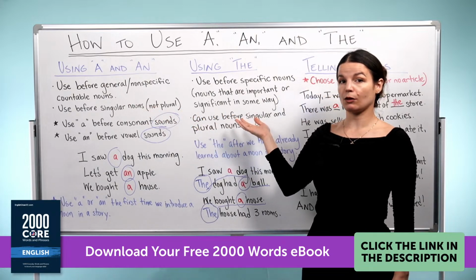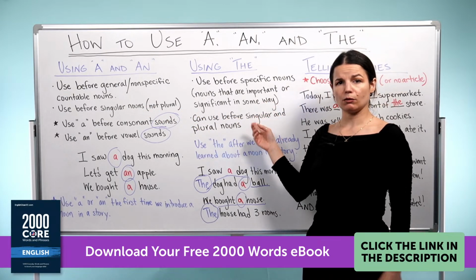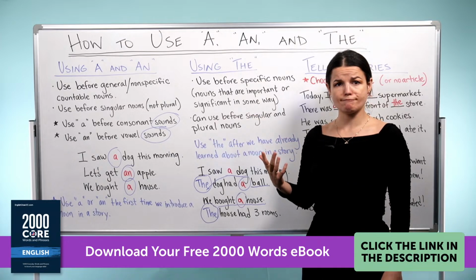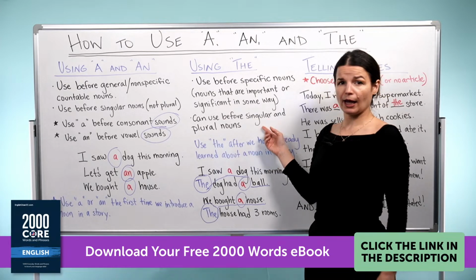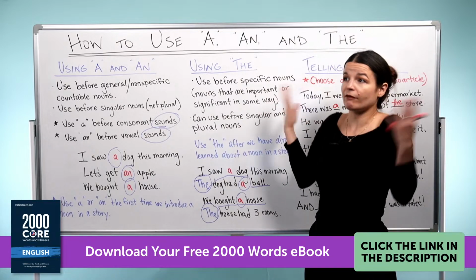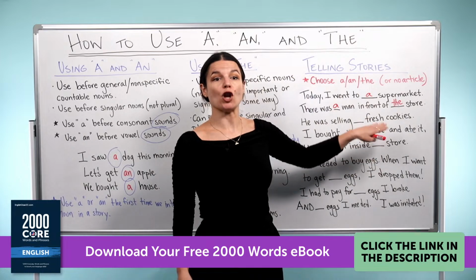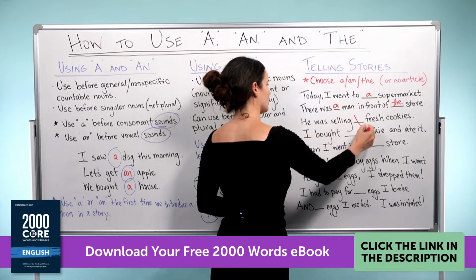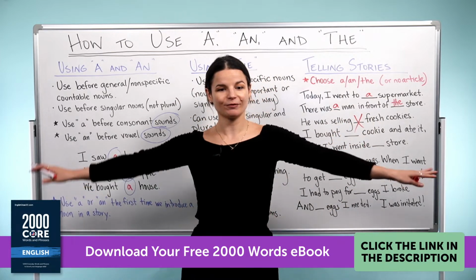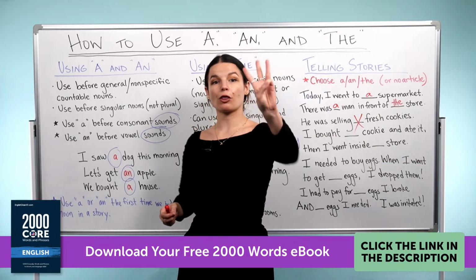Okay, so here are the rules for "the". We use "the" before a specific noun, so something we know about, right? But yes, we can use it with plural nouns, but we don't know about the cookies, right? We have never heard cookies in the story. For this reason, we have no article here. "He was selling fresh cookies." No change there. Okay. All right, let's go to the next 3 sentences.